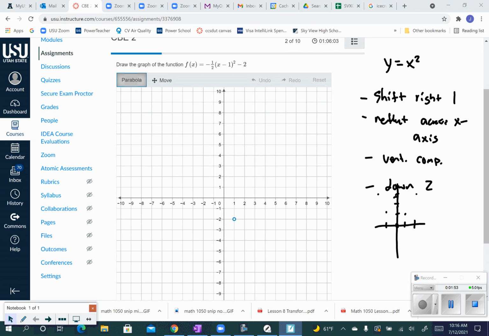Let's see if that works. So over 2 and down 4. And that should give it to me. So again, normally, well, I wanted to go a half, I'm sorry. So I wanted to go over 2 and down a half, or down 2.